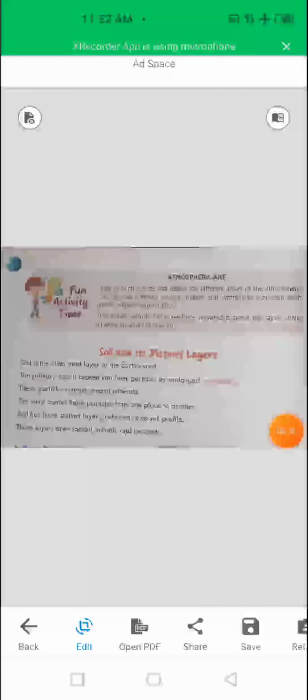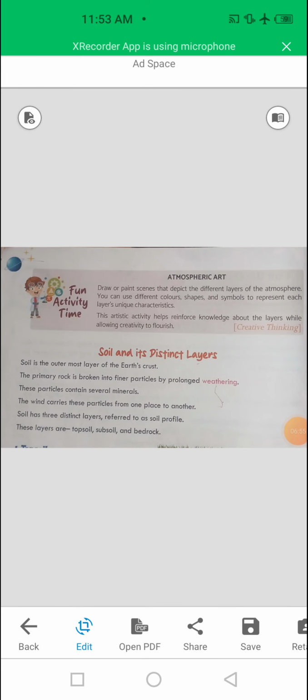Now here, fun activity time. Atmospheric art. Draw or paint scenes that depict the different layers of the atmosphere. You can use different colors, shapes and symbols to represent each layer's unique characteristics. This artistic activity helps reinforce knowledge about the layers while allowing creativity to flourish. So this is an activity related to this chapter that is given here.